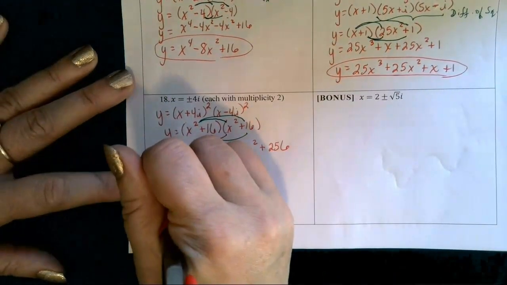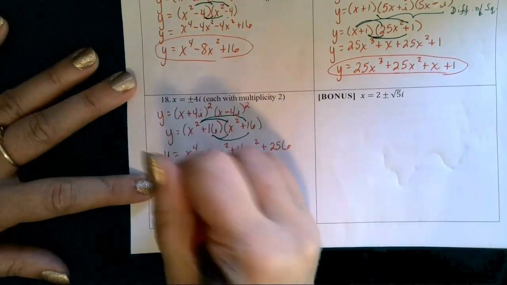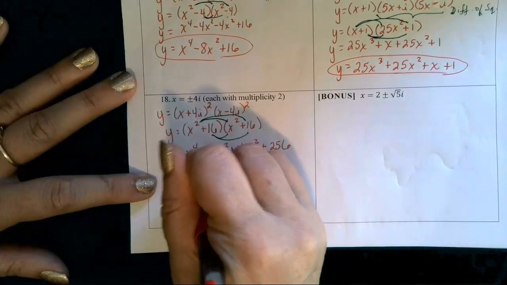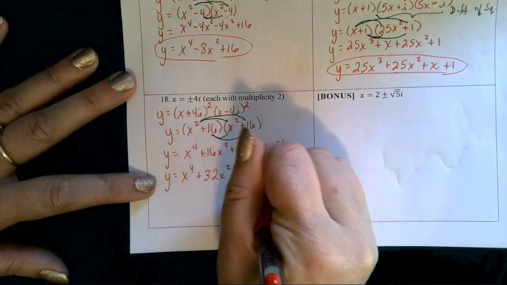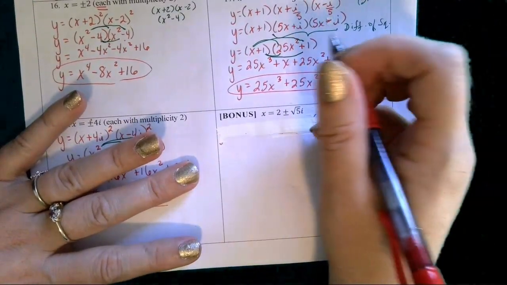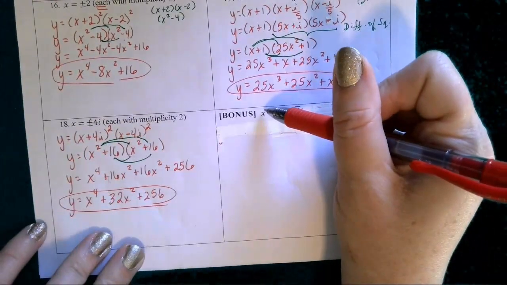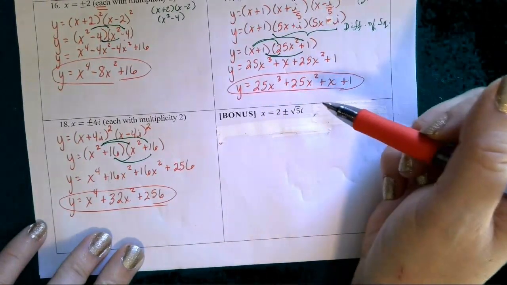256. And when we put that in standard form, then we'll combine like terms here in the middle and have x to the 4th plus 32x squared plus 256.